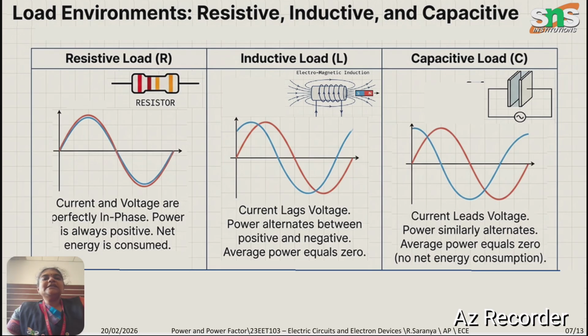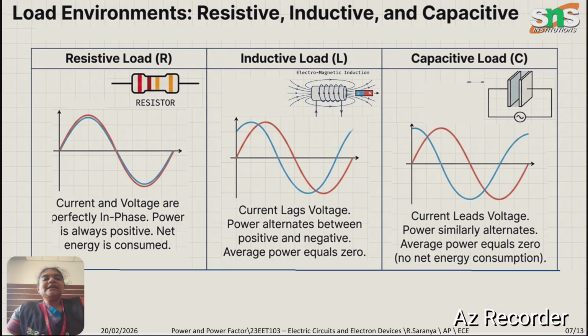So when we are considering the load environments, based on the load only, we have discussed that our power factor will be determined. We have three types of load environment: resistive, inductive and capacitive. In case of resistive load, the current and the voltage are perfectly in phase. So the power is always positive and the energy consumed will be very high.